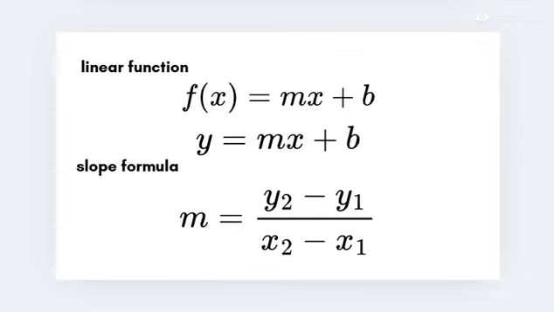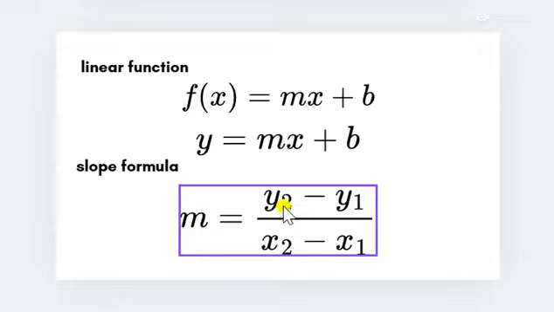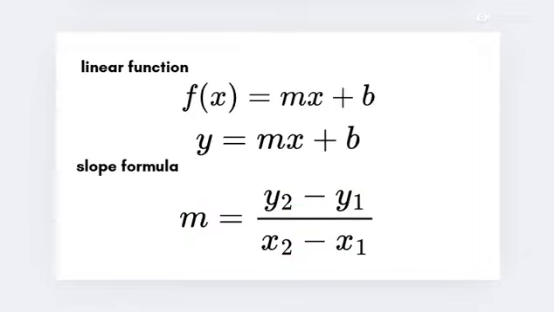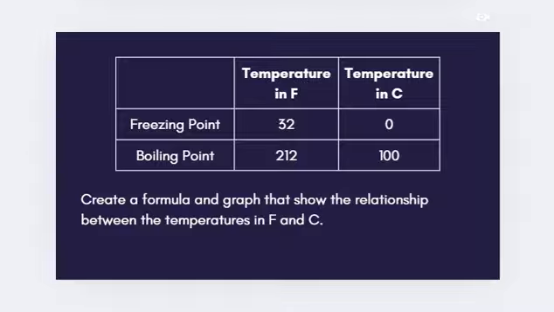The linear function is written as either f of x is equal to mx plus b or y is equal to mx plus b, where m is the slope and b is the y-intercept. To find the slope, you do m is equal to y2 minus y1 over x2 minus x1. And these y and x's are coordinate pairs that you have, that you can graph. So we have this table here about the freezing and boiling points of water in temperatures Fahrenheit and temperature in Celsius. So create a formula and graph that show the relationship between the temperatures in Fahrenheit and Celsius.